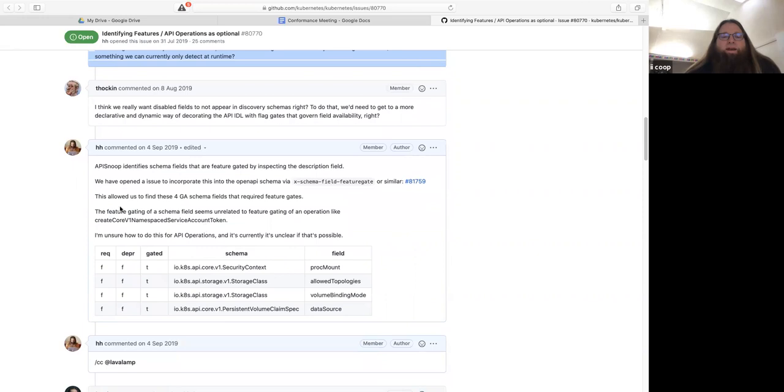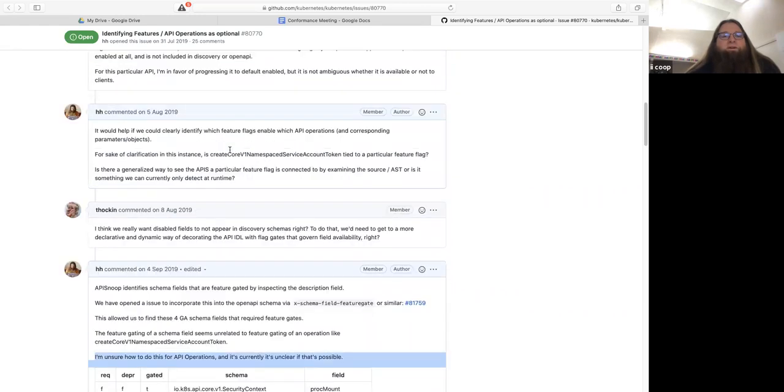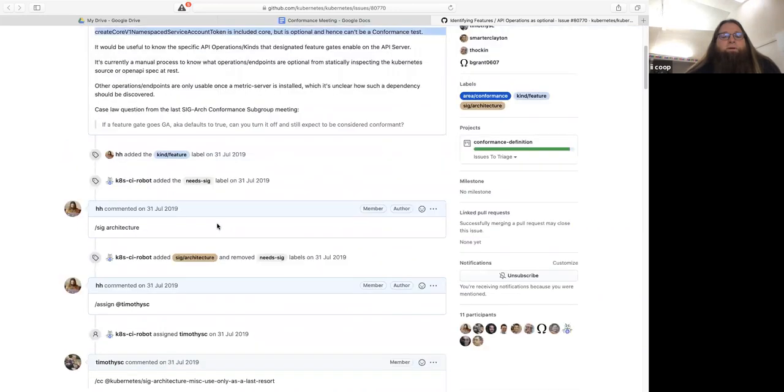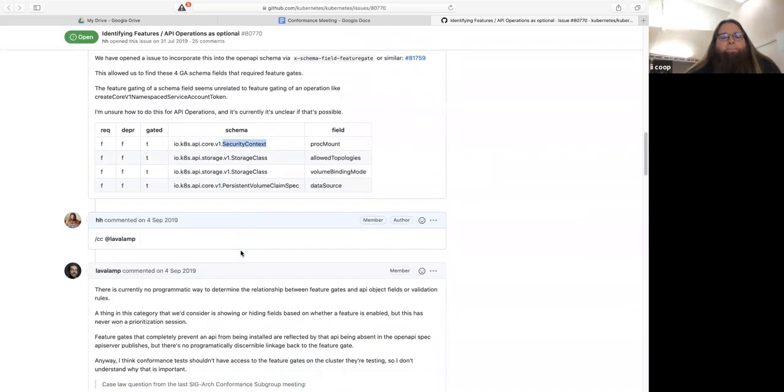If we look at these particular fields, and we're talking about security context, the operation is service account token. Mm-hmm. And in our area here, I think we don't have all of these available.